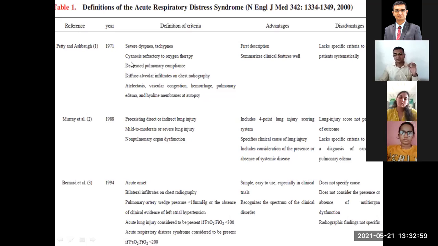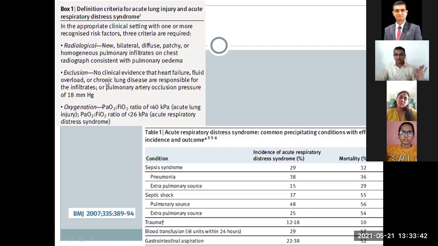Some say severe dyspnea, tachypnea, cyanosis, decreased pulmonary compliance. In both lungs, you can see alveolar infiltrate, pneumonia in the chest X-ray, atelectasis, venous congestion. Some say indirect lung injury, mild to moderate severe lung injury, non-pulmonary organ dysfunction, septicemia may be there. So different authors will say different things. But the ultimate criteria is what? PaO2 by FiO2. If it is less than 300, it is acute lung injury. If it is less than 200, it means acute respiratory distress syndrome. So radiological exclusion and oxygenation, with this you can diagnose ARDS.